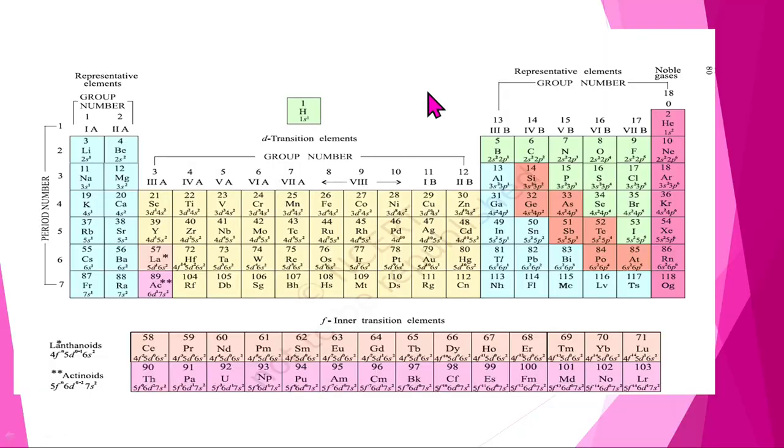And you can see here in this group, boron is a non-metal, but aluminium and the rest of them are metals. Carbon is a non-metal, silicon and germanium are metalloids, then tin and lead are metals. So in this group, when we go down, metallic character increases. First non-metal, then metalloids and then metal. Similarly, in group 15, nitrogen and phosphorus are non-metals, then arsenic and antimony are metalloids, and then bismuth is a metal. So metallic character is increasing, going from non-metals to metalloids to metals.